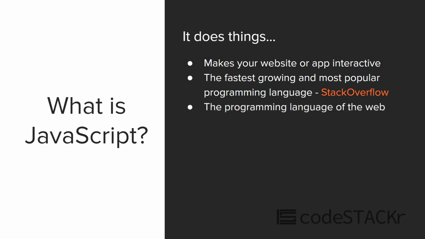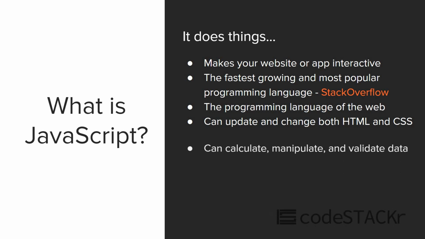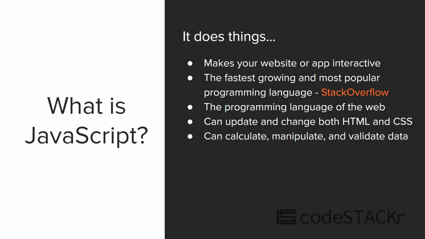It's the programming language of the web. All browsers use JavaScript, and it can even be used on the back end at the server with Node.js. It can update and change both HTML and CSS. You can manipulate, calculate, and validate data. It's very fast and versatile. Not only can you use it on the web, but also in mobile applications with something like React Native, and you can also create desktop applications with Electron.